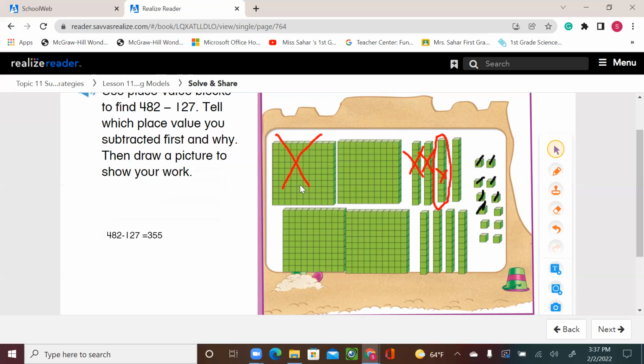And using the place value blocks helped me to visualize and understand how to remove the hundreds and how to change the tens to ones. So I have enough to subtract the ones that I have from that 127. All right, that's it for today's lesson, second graders. Thank you.